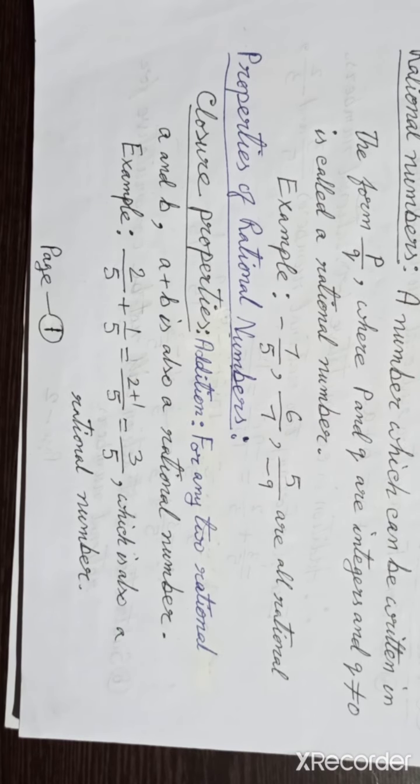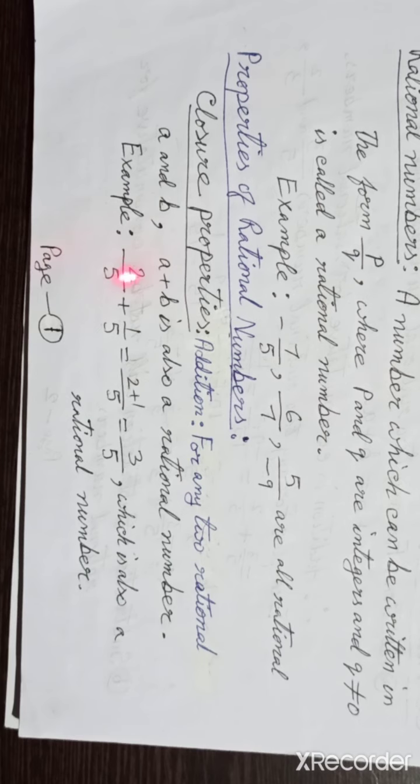Now the first one, closure property of addition. For any two rational numbers a and b, a plus b is also a rational number. This closure property of addition says that if we take any two rational numbers and add them, and the result is again a rational number, then rational numbers are closed under addition.